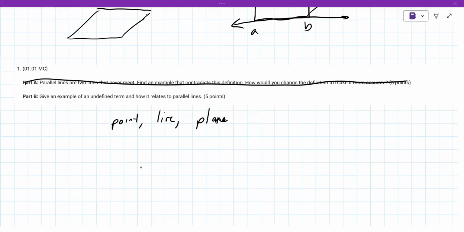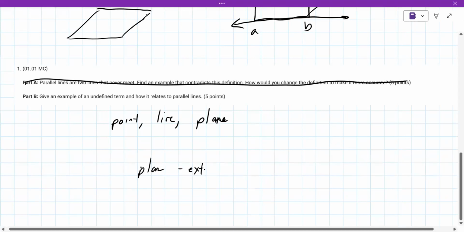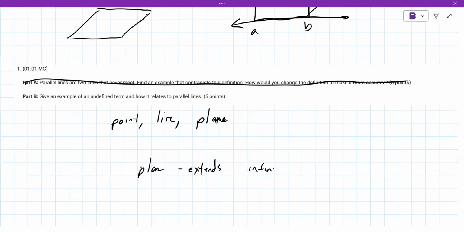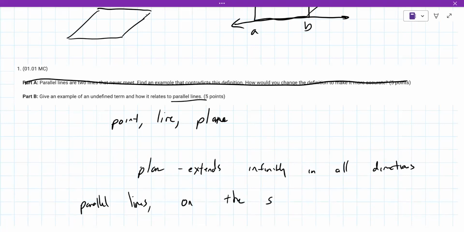So for example, a plane, you can say a plane extends infinitely in all directions. Okay, and then you can just reiterate that parallel lines have to reside on the same plane. Yeah, they would be on the same plane. I guess that shows how they're related.